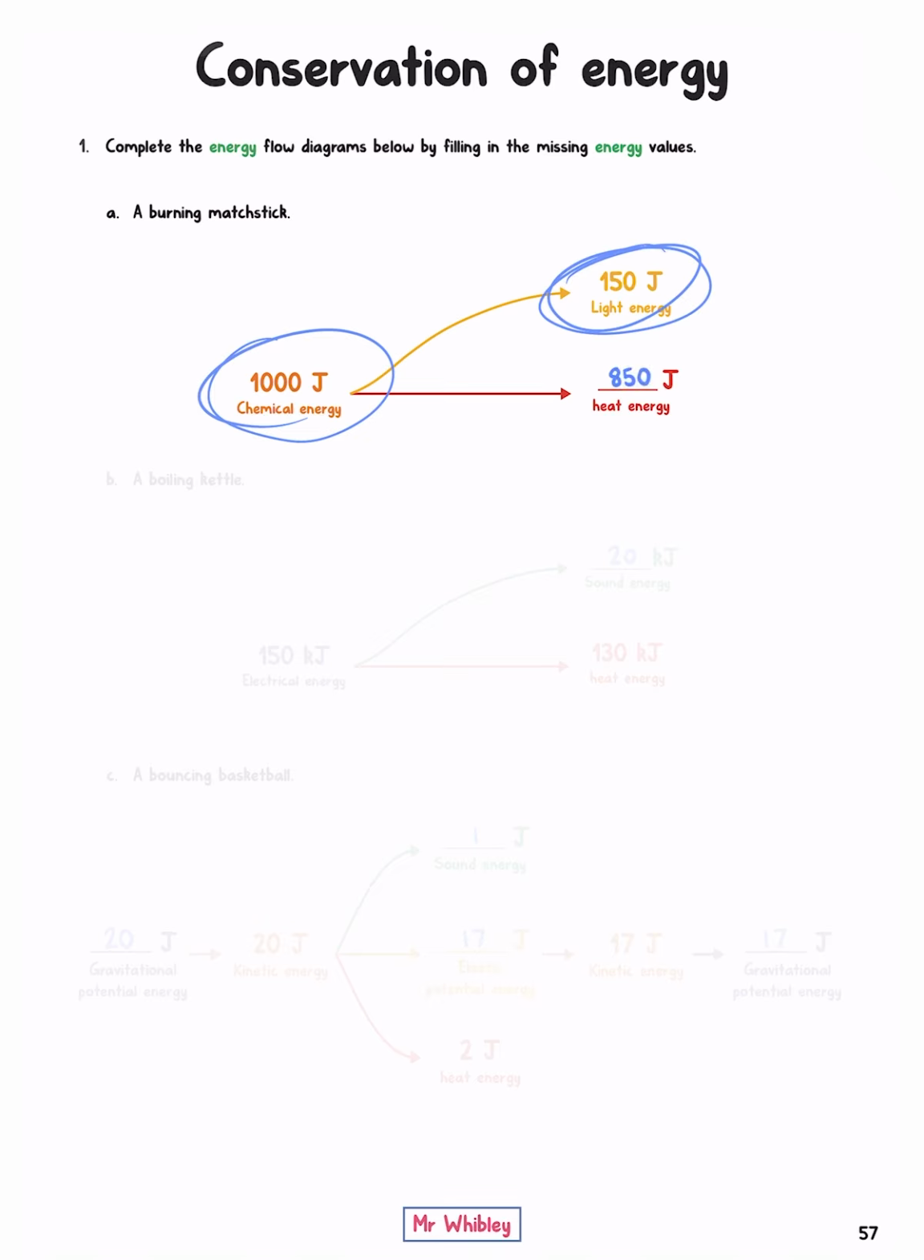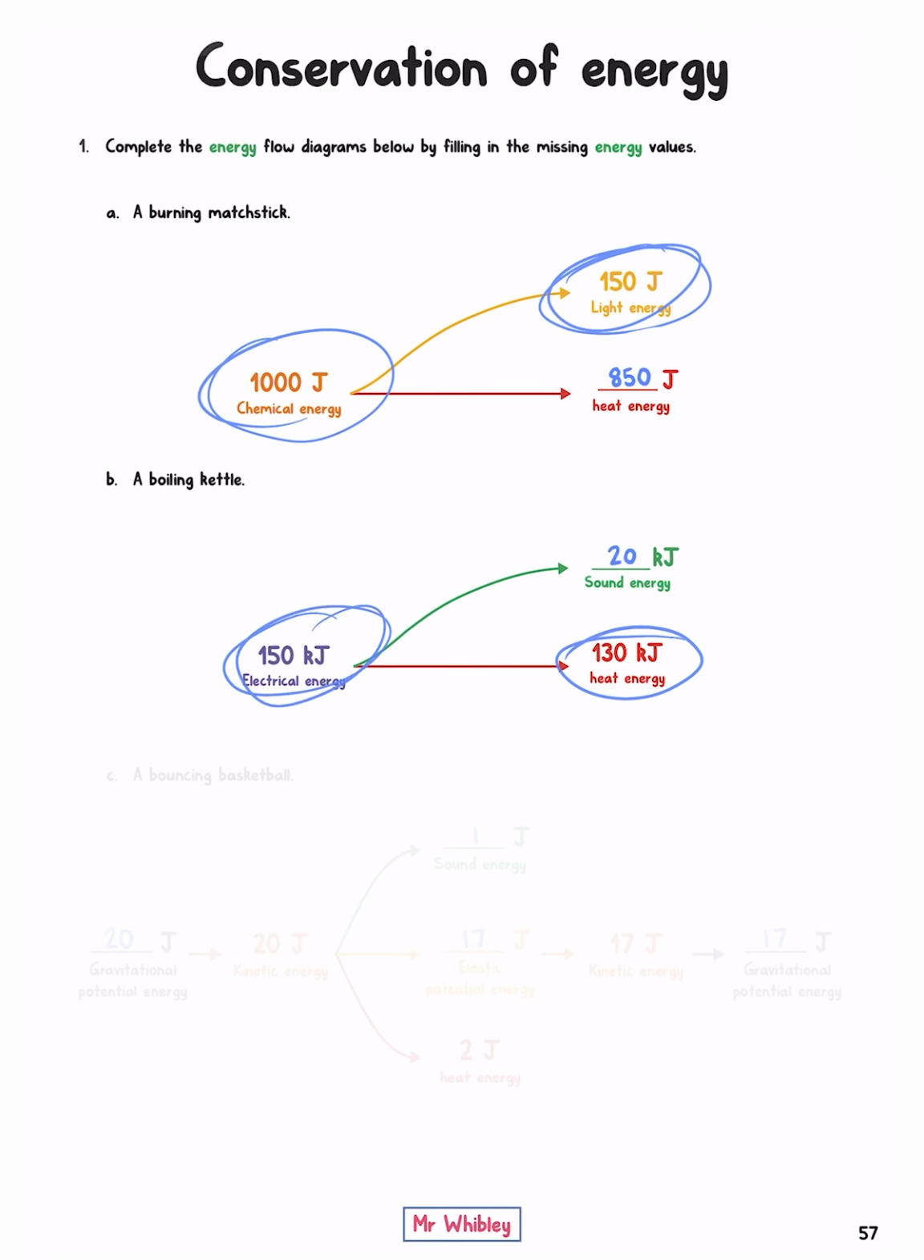which is 850. Section B has a boiling kettle, which starts off with 150 kilojoules of electrical energy that is converted to 130 kilojoules of heat energy and some amount of sound energy. This amount is what's left over when you subtract 130 from our 150, which is 20 kilojoules.